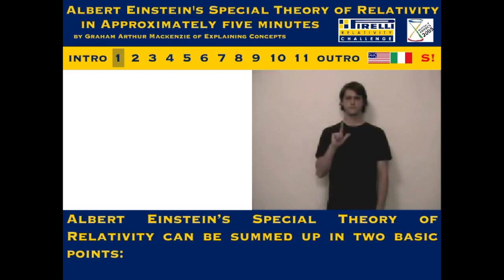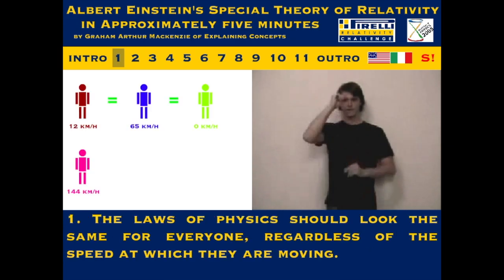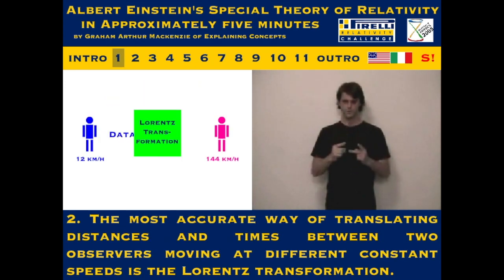Albert Einstein's Special Theory of Relativity can be summed up in 2 basic points. Number 1, the laws of physics should look the same for everyone, regardless of the speed at which they are moving. And number 2, the most accurate way of translating distances and times between 2 observers moving at different constant speeds is the Lorentz transformation.